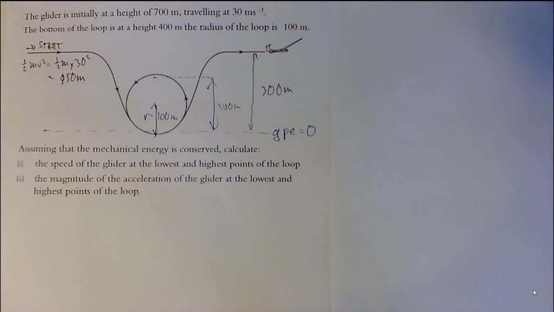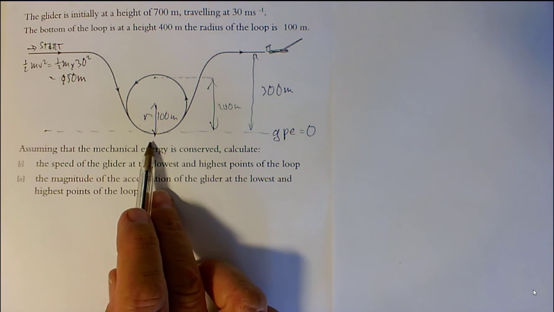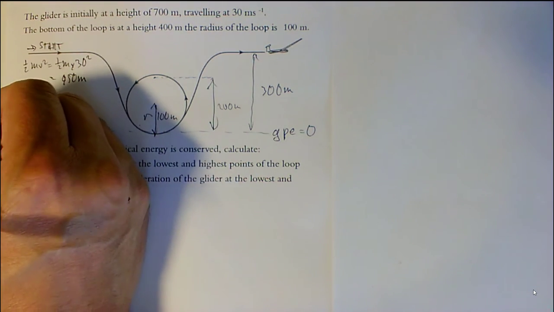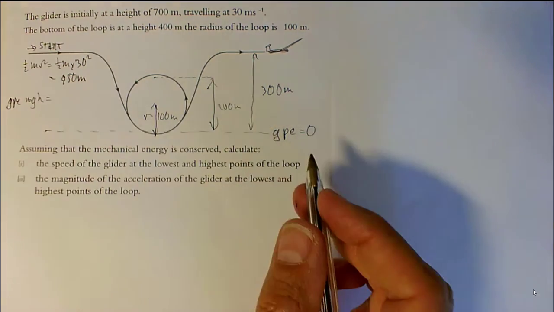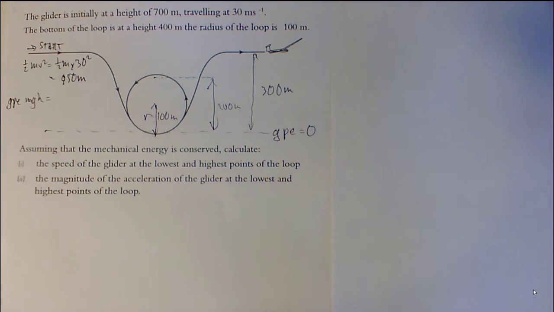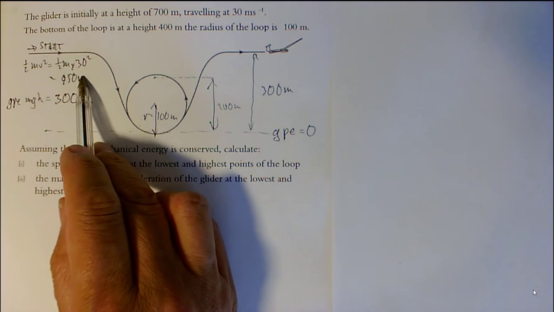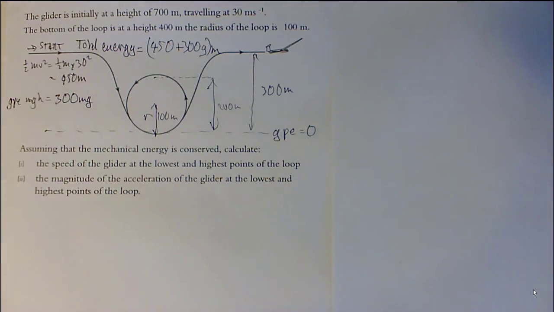Given those figures, its gravitational potential energy relative to this 0 point here is mgh, which is m, we don't know what that is, g, well, that's just g, times h, 300 mg. We add those two things together and find that the total energy at the start of this motion is 450 plus 300g, times m. And we've been told to assume that mechanical energy is conserved. Therefore, the entire energy of the system is that figure throughout the motion.